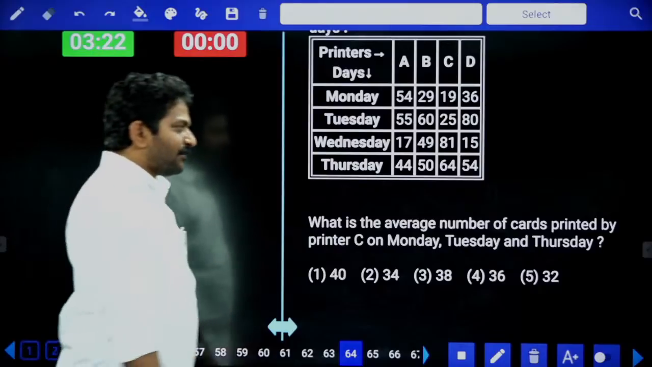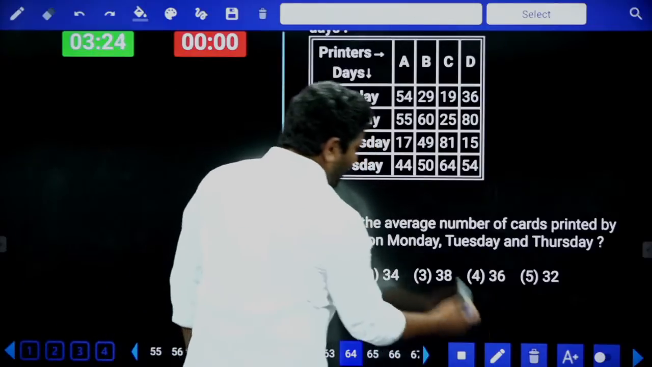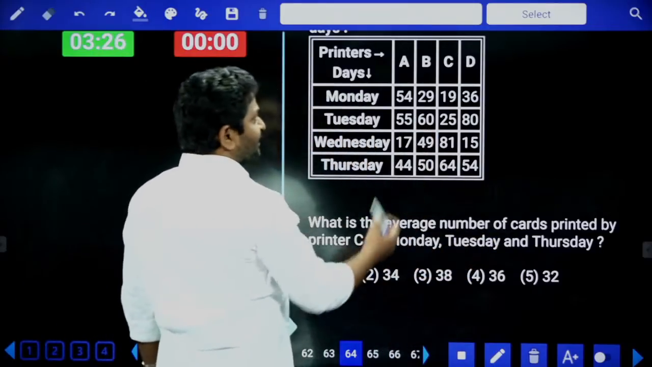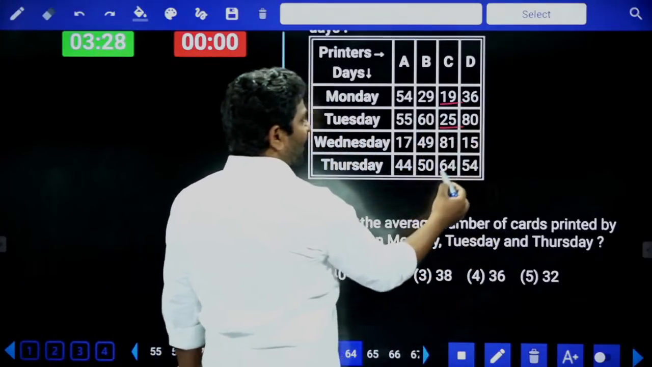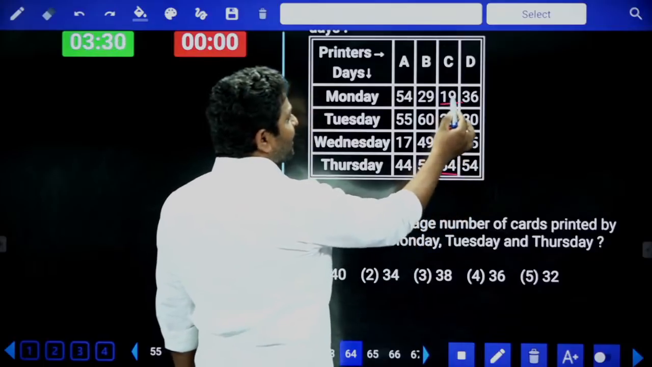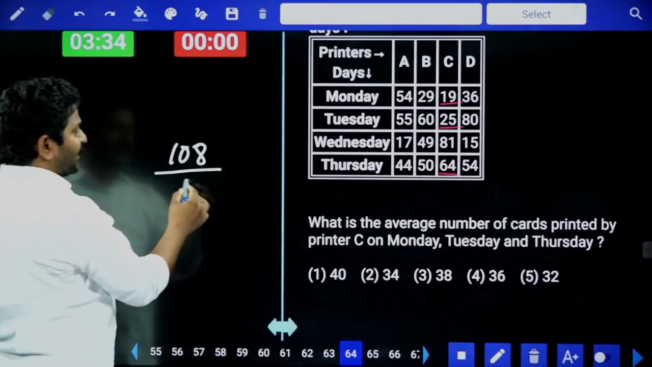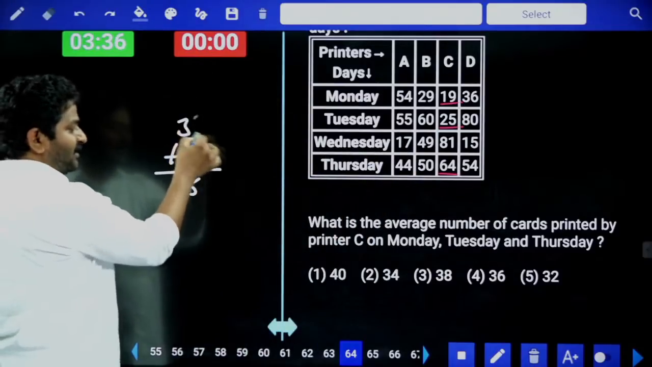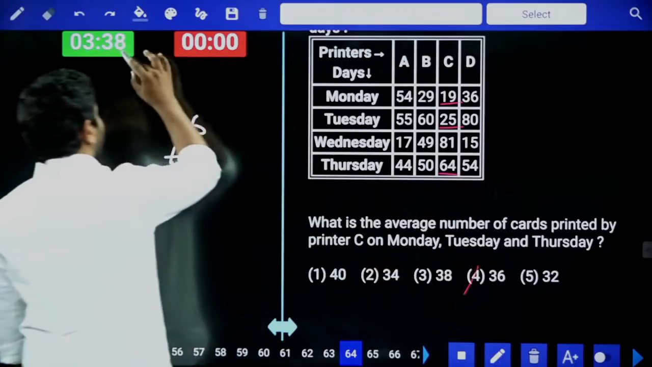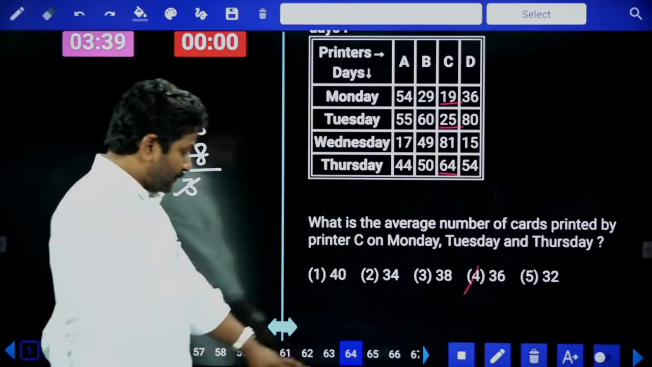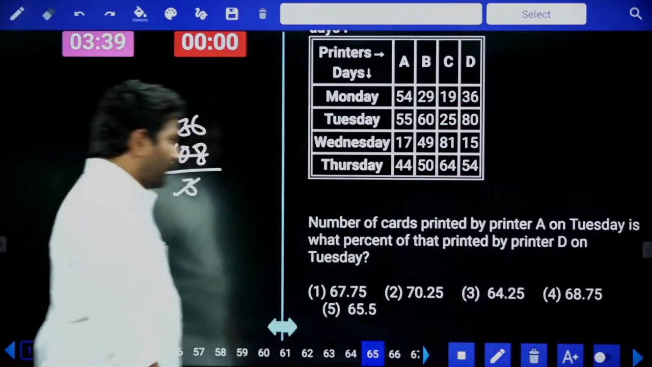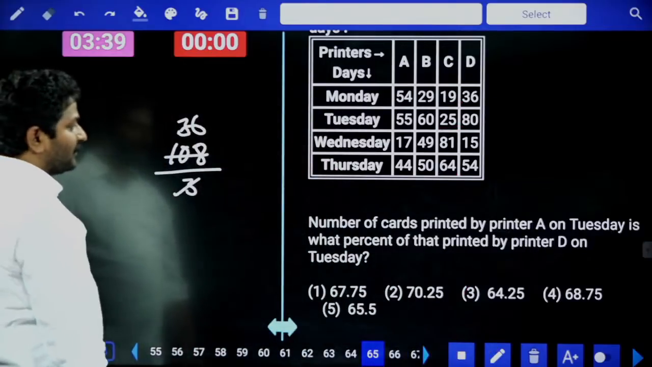What is the average number of cards printed by printer C on Monday, Tuesday, Thursday? C, Monday, Tuesday and Thursday. 60, 80, 90, 104, 108. And your question is about average, that is equal to divided by 3. 36. Fourth option is our final answer. Next question.